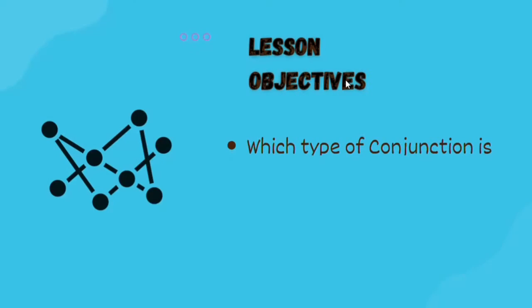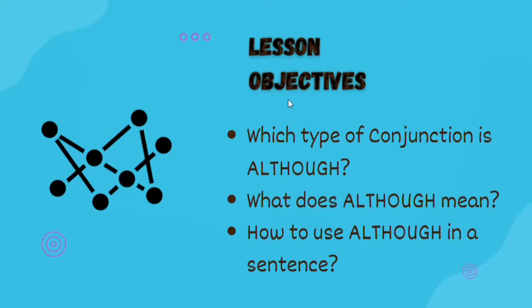So let's have a quick look at the lesson objectives, what we will be learning here. First of all, we will see which type of conjunction although is, because conjunctions are of different types. They are coordinate, subordinate, and correlative. So which group does although belong to? Secondly, we'll see what although means. What is the meaning of although? When should we use it? If we are using although, how will it change the meaning of our sentence?